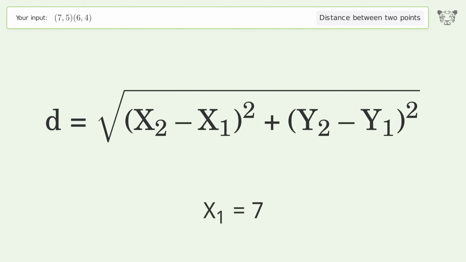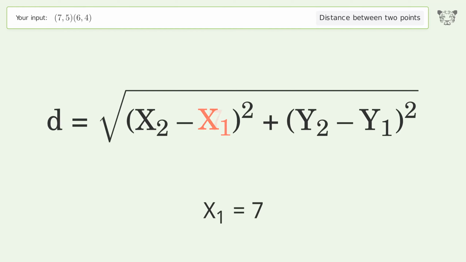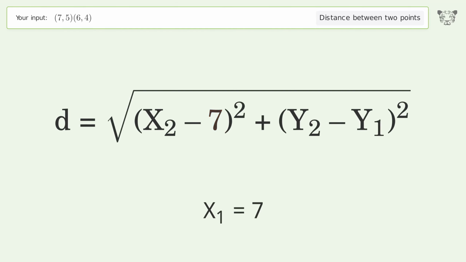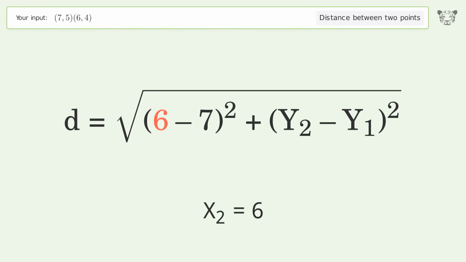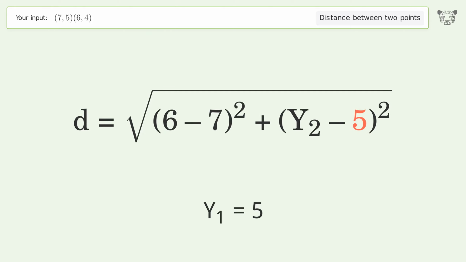x1 equals 7. x2 equals 6. y1 equals 5. y2 equals 4.